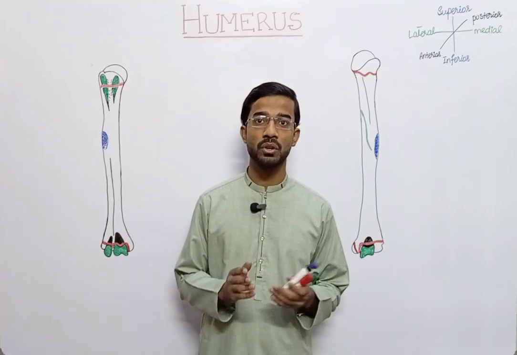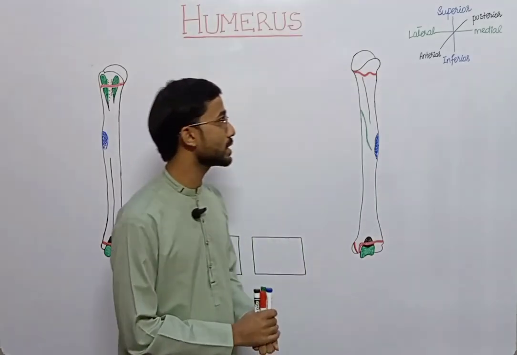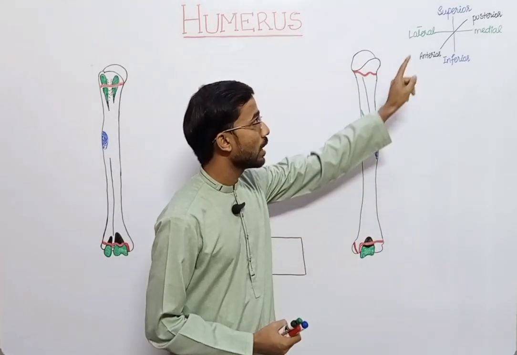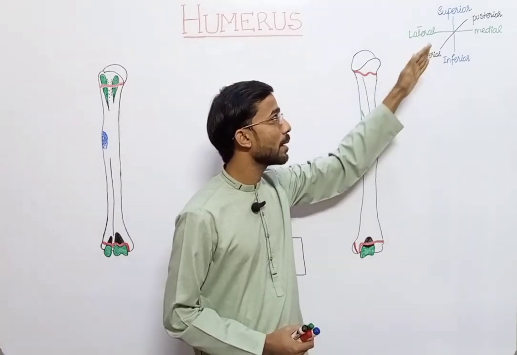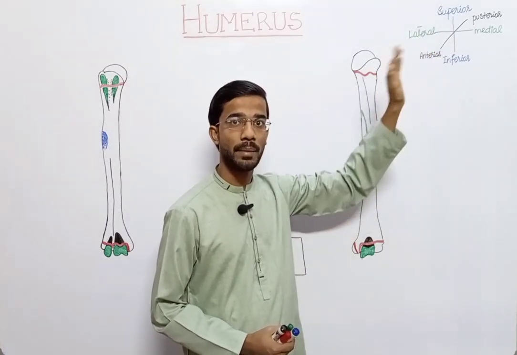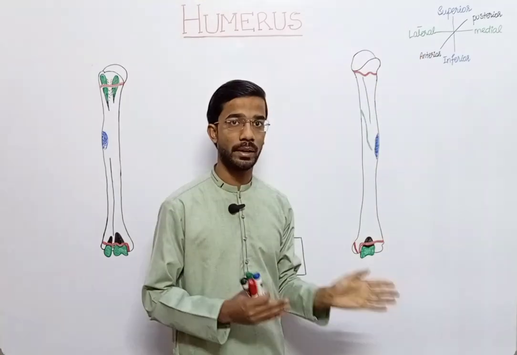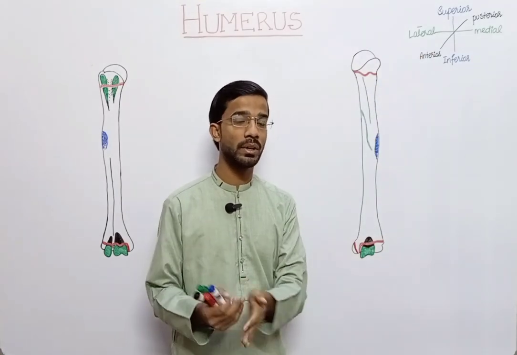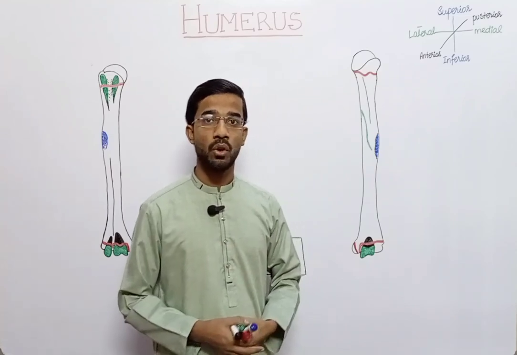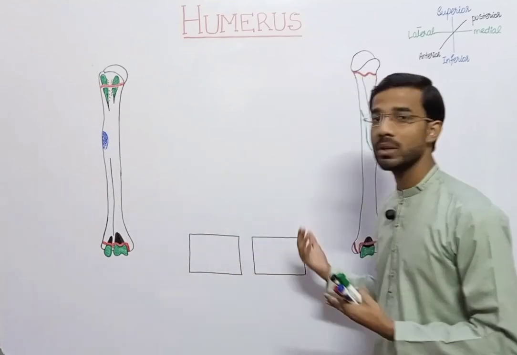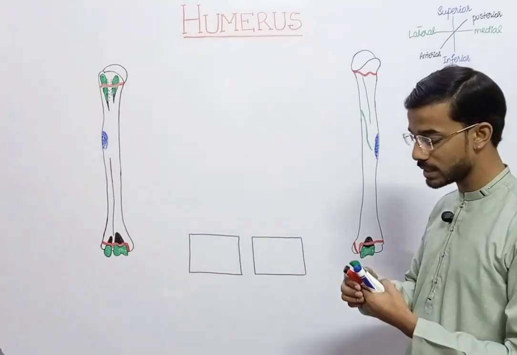Today we are going to discuss the detailed anatomy of the humerus. Before we start, we first of all revise the basic planes of the body. Here you can see superior and inferior, upper and lower portion; posterior and anterior, backward area and front area; medial and lateral, medial towards the core of the body and lateral away from the core of the body.